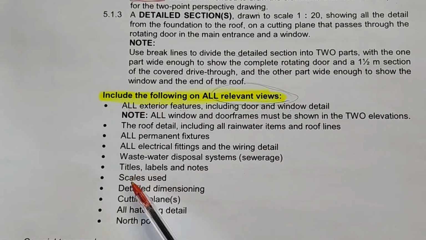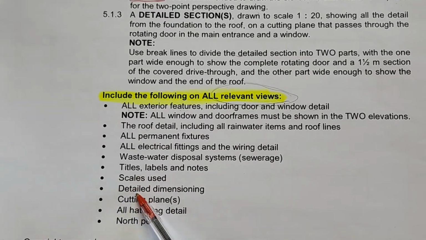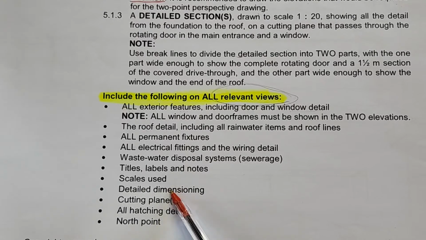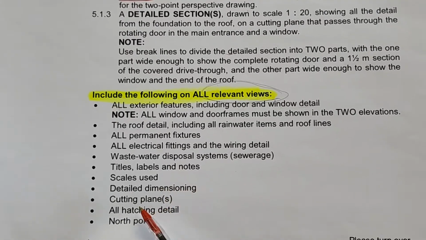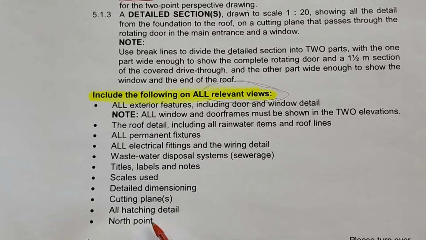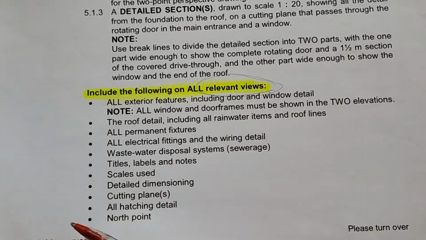The scale that you've used must be the same scale as your floor plan. Detail dimensioning, you're going to have to add for us different heights, especially heights here is going to be important. No need for a cutting plane, no need for hatching, also no need for north point, but you're going to have to label the views. What view is it? Northeast, northwest, etc.